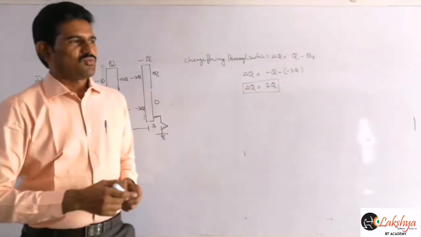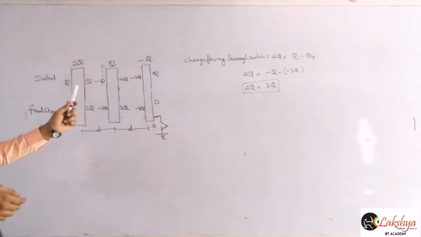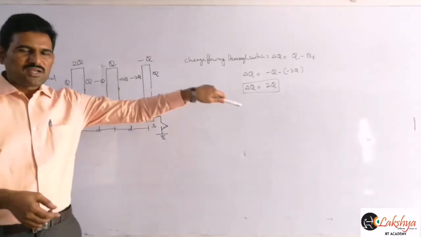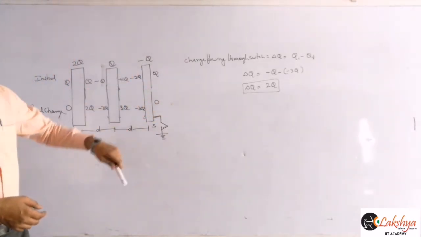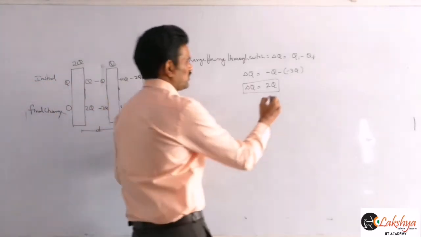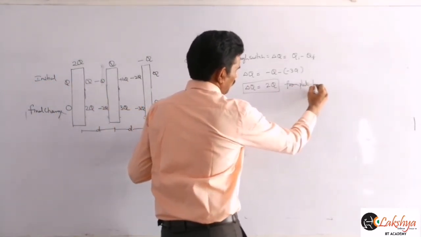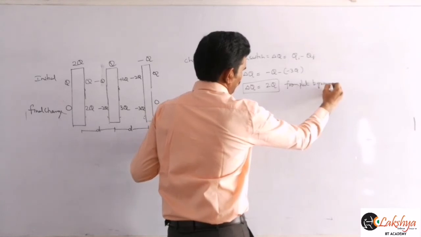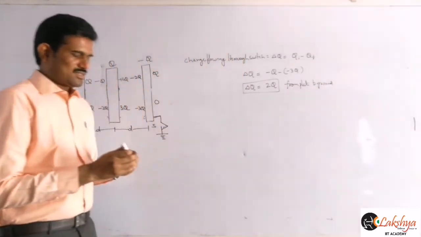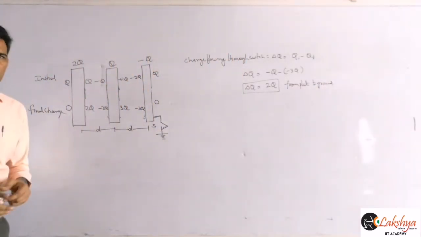So if they are asking what is the charge flowing from ground to plate? From ground to plate, minus 2q is flowing. From plate to ground, plus 2q is flowing here. This is flowing from plate to ground. So like that we can find the charge flowing through the switches here.